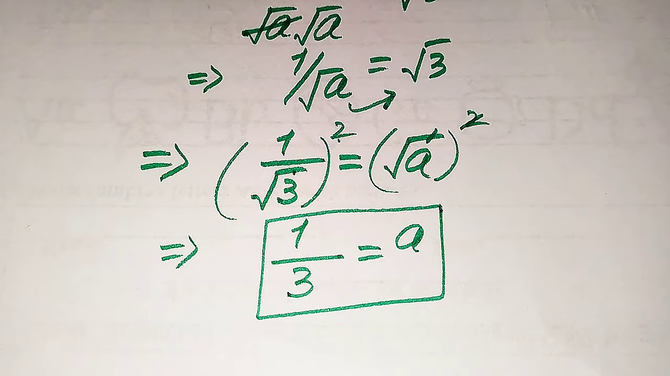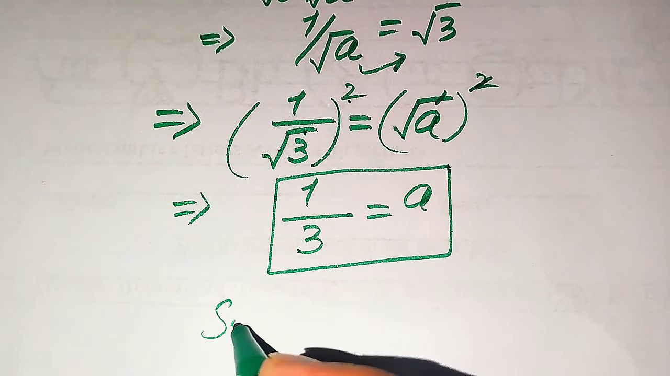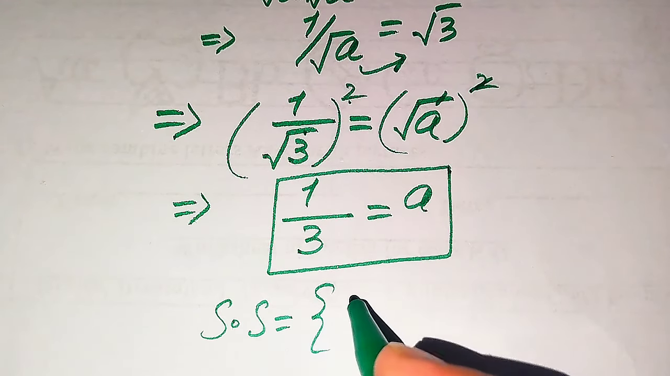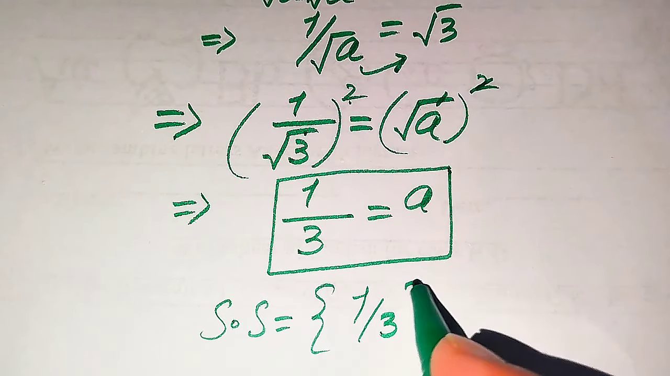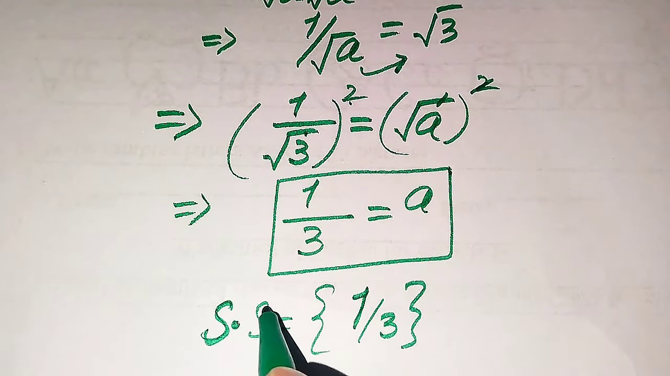We get here the value of a is 1 over 3, and in the first method we already verified that this value of a satisfies our given question statement. So we finally conclude that the solution set of the given question is a equals 1 over 3, which is the final solution of this question from the second method.